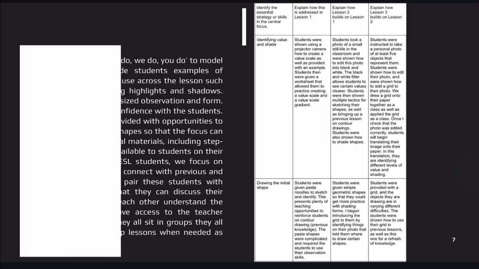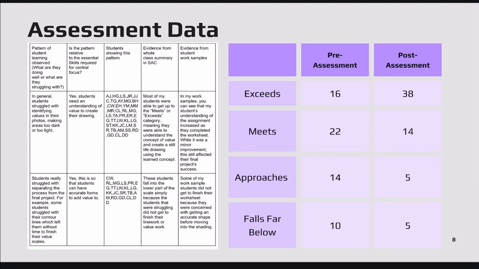All right, let's get into the assessment data. Looking at this together, we can look at my chart that has my student identifications as well as my number stats. Looking at my numerical stats, for my pre-assessment, a lot of students fell into the meets or the approaches, and this is based on a variety of things, including how much of the worksheet was completed. If they only completed one or two things, they probably fell far below, or even their understanding of value. And this really allowed me to see what I needed to get into for my lesson 2.